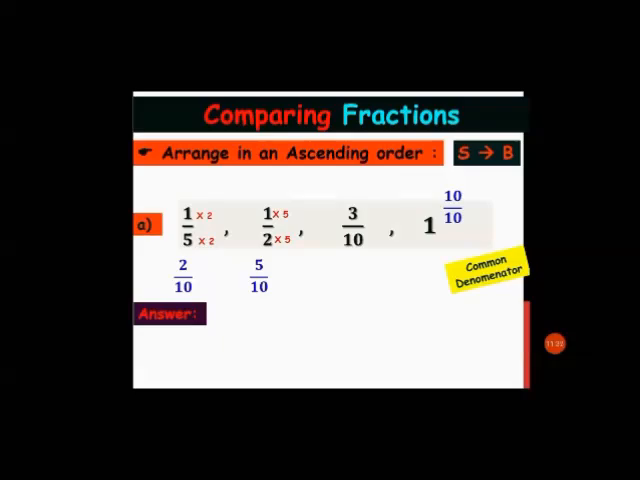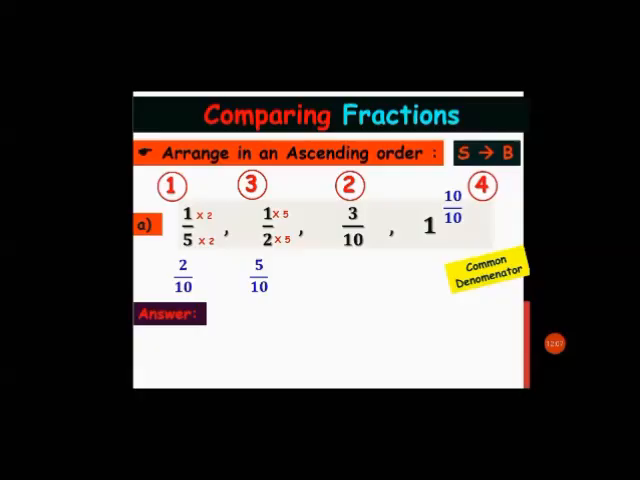So ascending, from small to big, which fraction has the smallest numerator? It's the 2 over 10. So this is number 1. What's next after 2 is the 3 over 10. So this takes rank number 2. And the next is 5 over 10. So this is the third one. Then this is the fourth one, which is 10 over 10. Okay, now I ordered them.